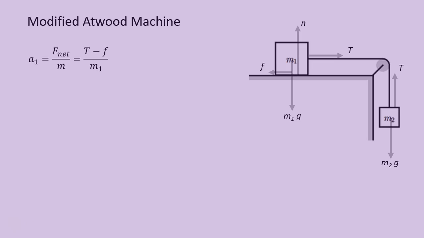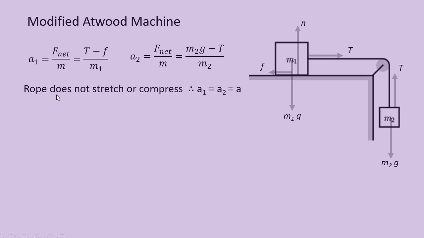So now we can go ahead and set up our acceleration equations for each block. For block 1, it's the tension force minus the friction force, divided by the mass of block 1. And for block 2, it's the weight of block 2 minus the tension force pulling up on block 2, divided by the mass of block 2. We have our standard assumption that this rope does not stretch or compress, therefore the accelerations of both blocks are the same, and they are the system acceleration A.